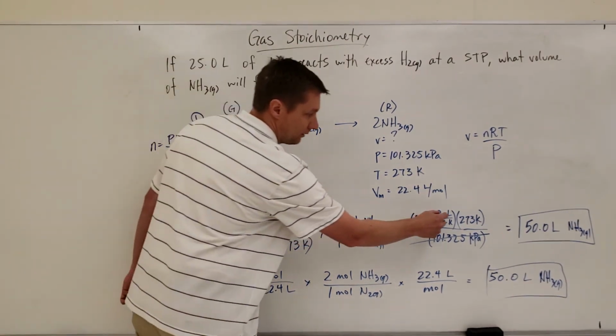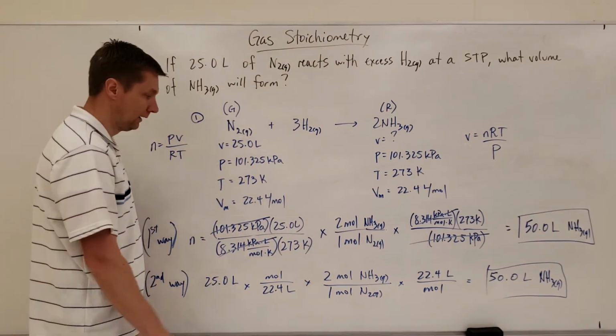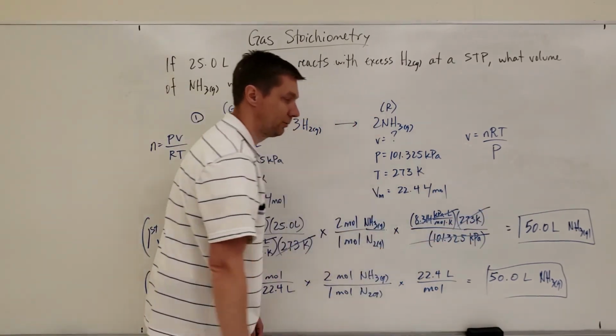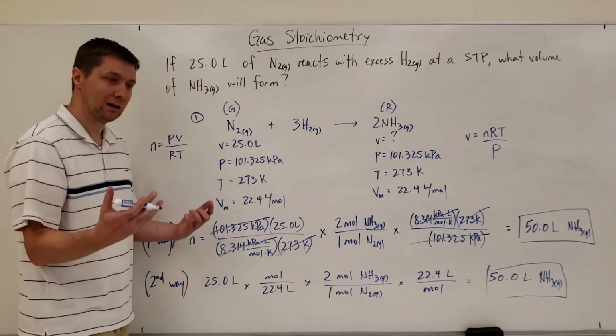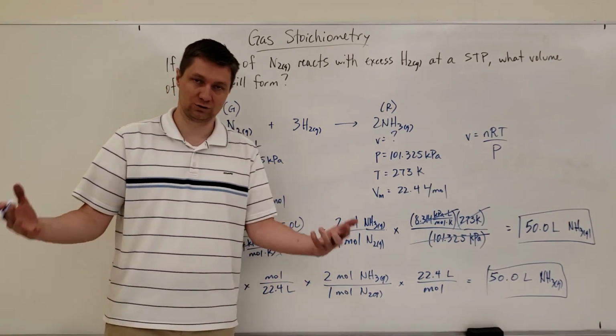I am multiplying by 8.314 and dividing by 8.314. And also, I'm dividing by 273 and multiplying by 273. So all that's left here in the calculation is 25 liters times 2 divided by 1. In other words, just the mole ratio.